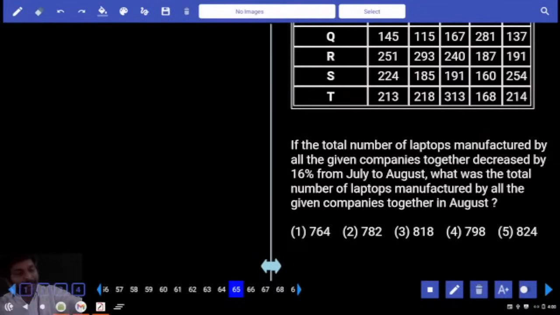If the total number of laptops manufactured by all the given companies together decreased by 16% from July to August, what was the total number of laptops manufactured by all the companies together in August? Some options cannot be the answer; this one can be.